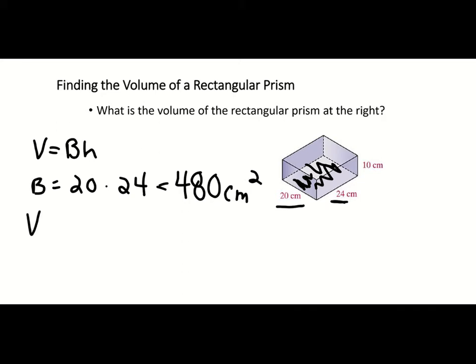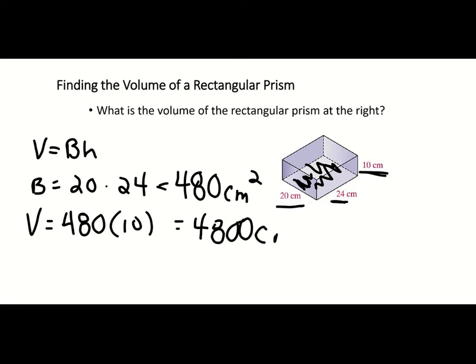So then when I do the volume, I'm going to do my base, which is 480, times the height, which is 10 centimeters. And that is going to give me 4,800, and it will be centimeters cubed because it is volume.